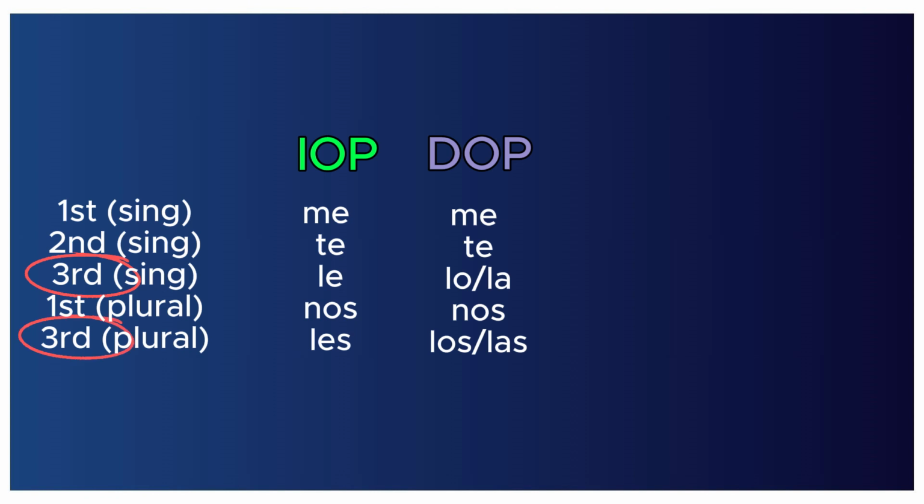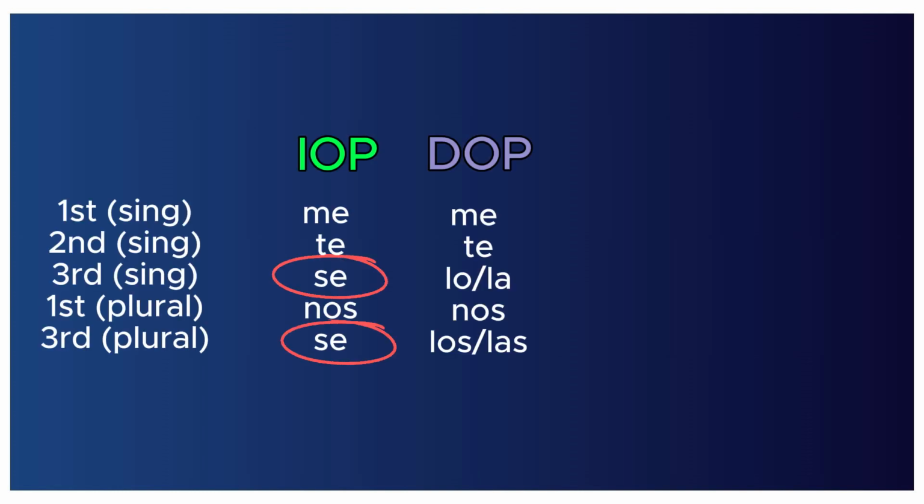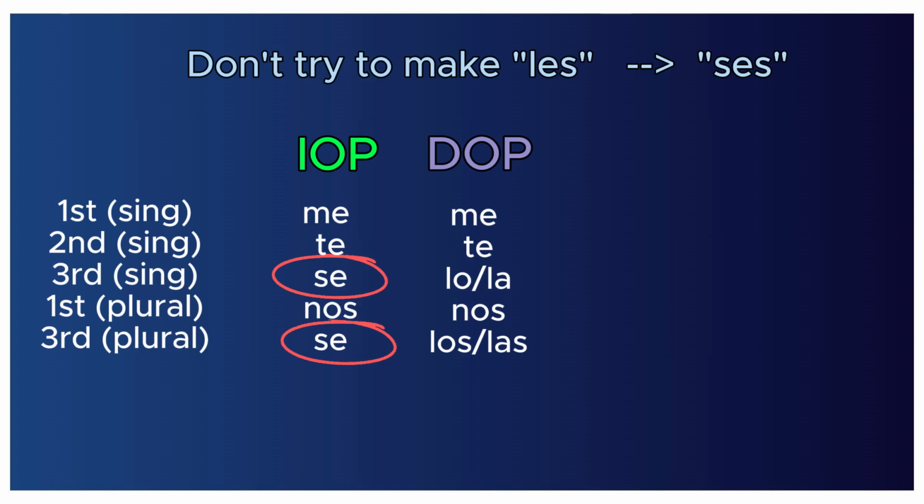So pretty easy, right? The only difficult part is in the third person singular or plural, because if we ever have two object pronouns in a row that begin with L, we always change the first pronoun to se. This is to avoid alliteration. So whenever we see the following, le and les will always change to se. And note here that le and les both become se. Don't try to make les ses.